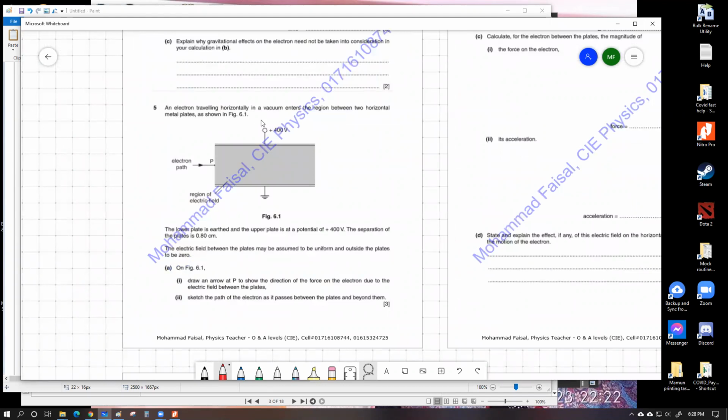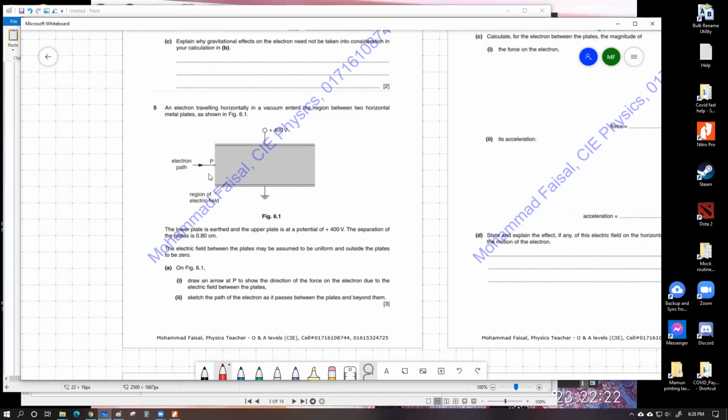An electron traveling horizontally in a vacuum enters the region between two horizontal metal plates as shown in figure 6.1. So this is the electric field space. The lower plate is at 0 and the upper plate is at a potential of plus 400 volt. The separation of the plates is 0.80 centimeter. The electric field between the plates may be assumed to be uniform and outside the plates to be 0. On figure 6.1, draw an arrow at P to show the direction of the force on the electron due to the electric field between the plates.